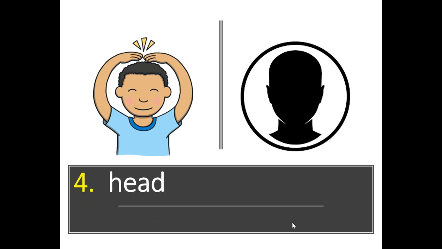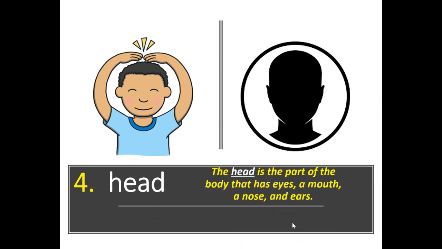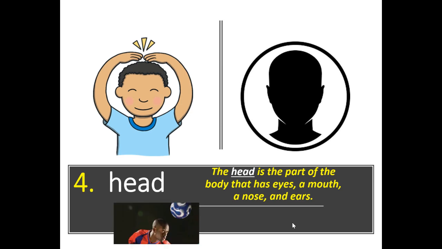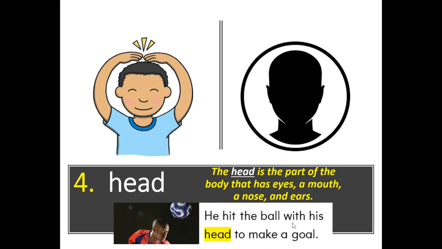They both show a head. The head is the part of the body that has eyes, a nose, a mouth, and ears. He hit the ball with his head to make a goal. How do I use it? I patted the dog on top of his head. When is it important to wear a helmet on your head?